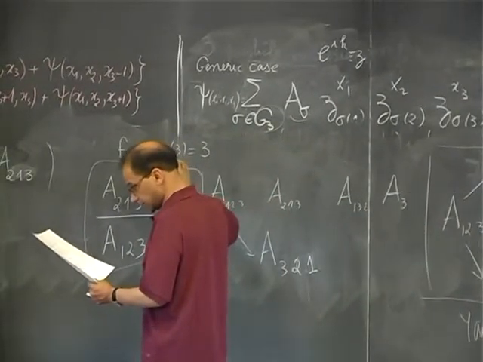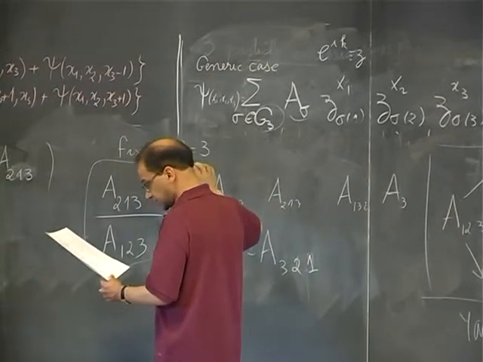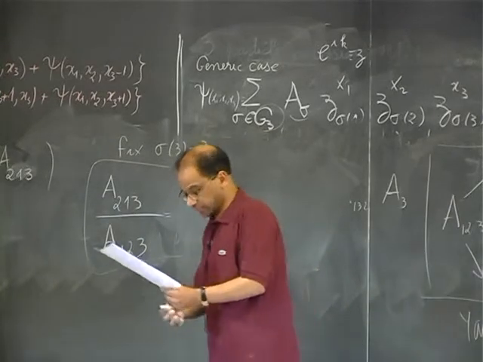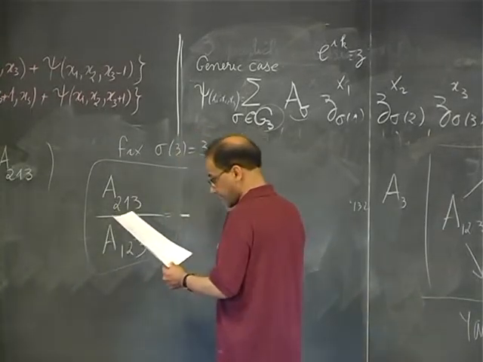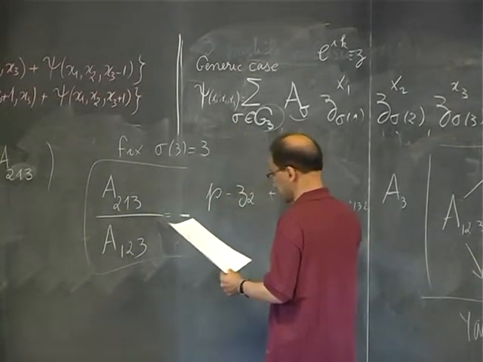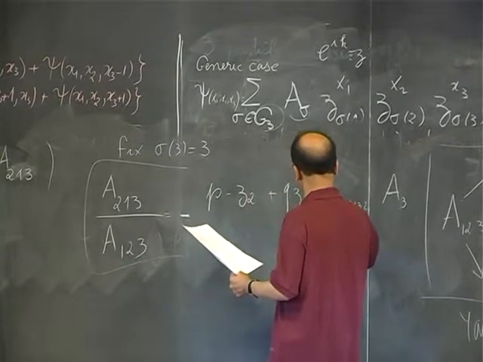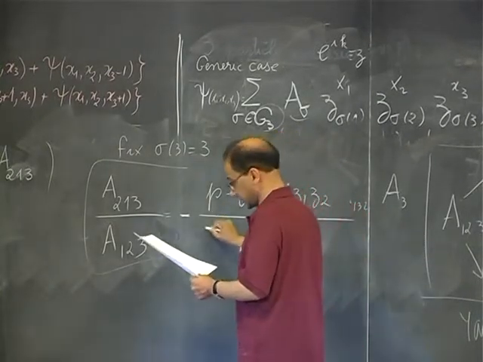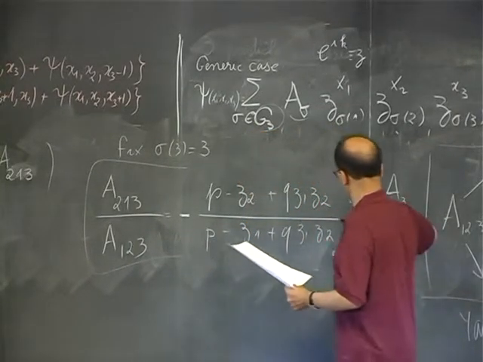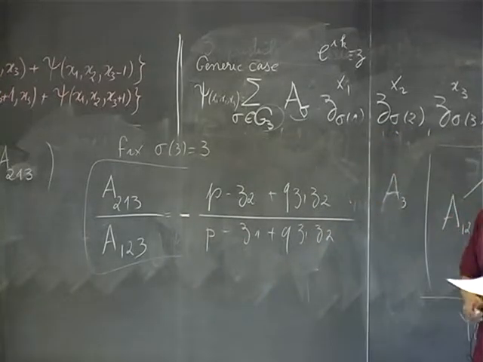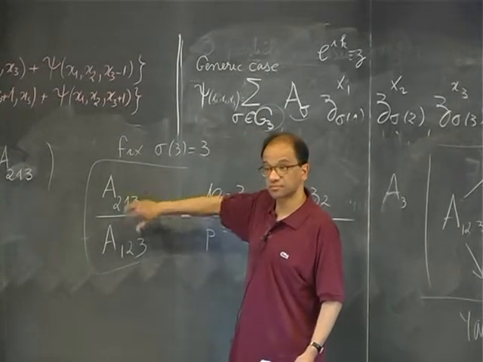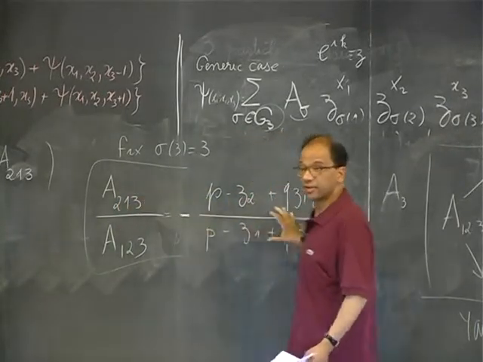So I think this is the one I chose to write. Yes. So this ratio, for example, is equal to minus P minus Z2 plus Q Z1, Z2. Z3 is a pure spectator here. P minus Z1 plus Q Z1, Z2. And in fact, all the ratios will look like that. The ratios will just involve the guys which are switched. Okay? The spectator will not play any role here.